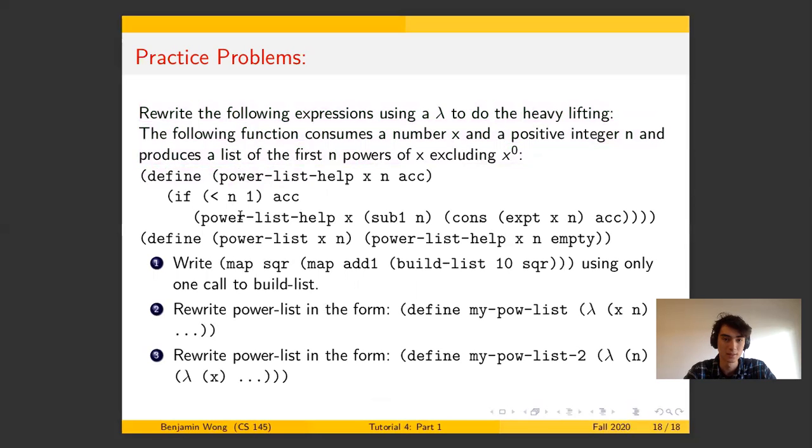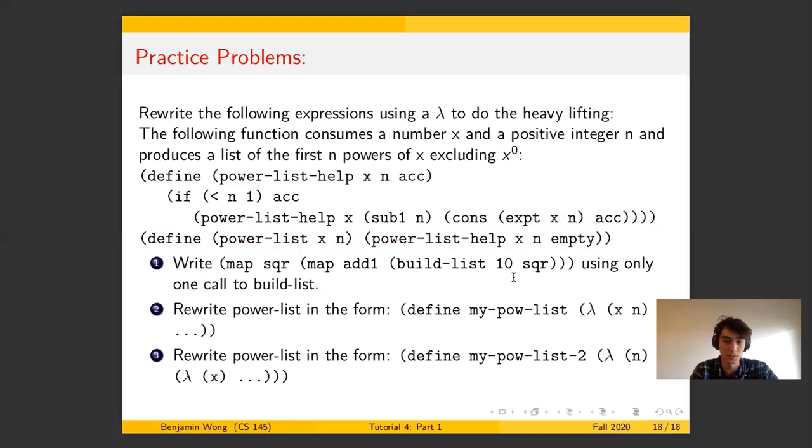Power list of x and n is going to make a list of the powers of x from 1 to n. We're not including 0 here. I've implemented power list recursively using tail recursion. Power list help is the last thing that gets called in power list. If n is less than 1, we'll return our accumulator. Otherwise, we will call power list help of x, 1 less than n, and we will add, using cons, which we learned about in the start of this video, x to the power of n to our accumulator.